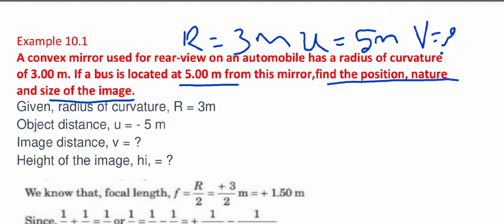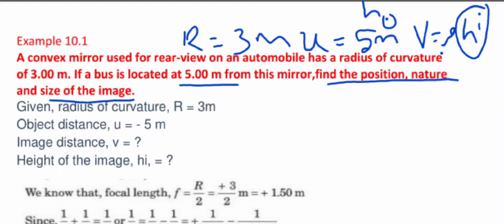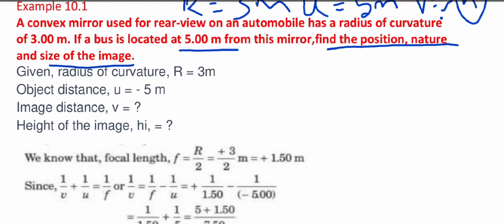After that, nature and size of the image, that means hi. Size of the image is hi, size of the object is ho, right? So they are asking us to find out hi, size of the image. So first let us try to make a blueprint of this. First we will take one convex mirror. So this is the convex mirror.